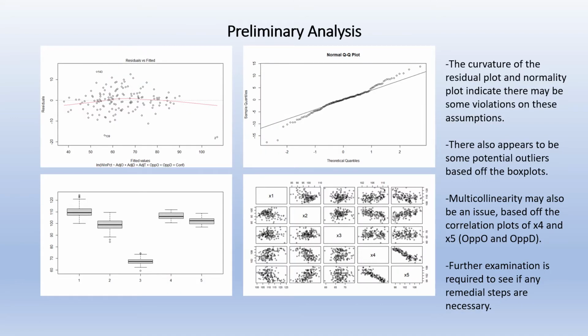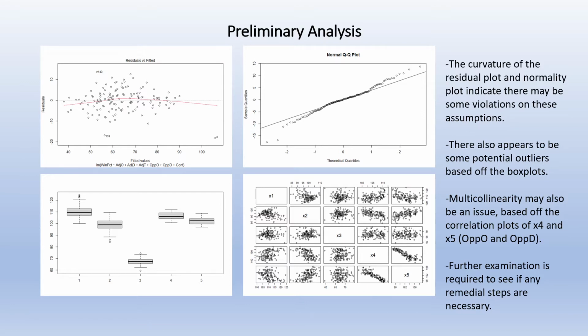Now, in order to answer the research questions, the first thing that needs to be done is a preliminary analysis on our data. So in the residual plot, you notice that there is a slight curve which indicates that there could be some constant variation issues, but it's not a huge significant curve, so we can't conclude anything yet. And the same can kind of be said about the normality plot.